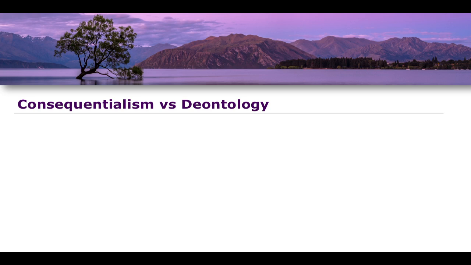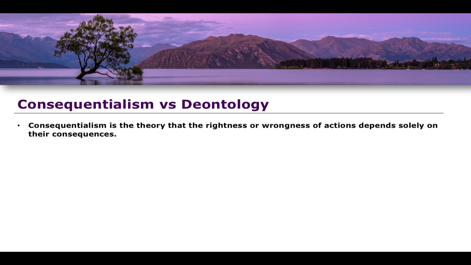Hence why we're talking about normativity. We're talking about what ought to be done. We're making prescriptions rather than descriptions. And it is these two categories that are very interesting, the consequentialist on the one hand versus the deontological on the other. Fundamentally, consequentialism is a theory of the rightness or wrongness of an action, which depends on the consequences. I've written here, depends solely on the consequences.